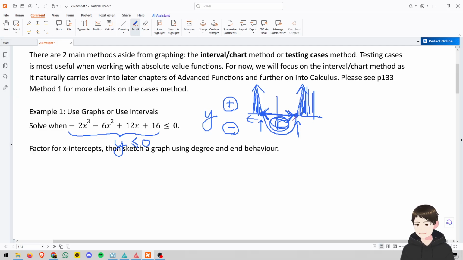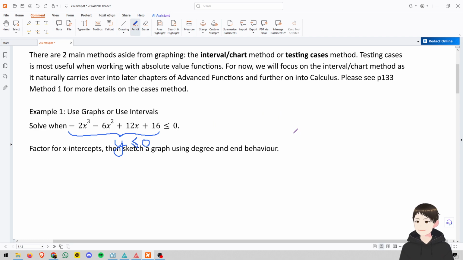So you can graph it and make do with what we did yesterday, or we can do this chart, which helps us distinguish when I get a positive y value and when I get a negative value, and that involves the x-intercepts. Okay, so let's get to it.